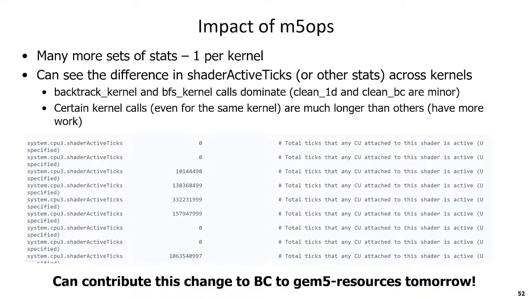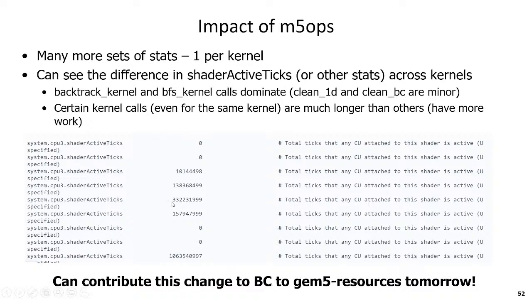So the beauty of M5 ops is like kernels, it allows you to see the difference, for example, in shader active ticks across all those kernels. So for example, what you might have seen is of the 4 different kernels that are in BC, backtrack kernel, BFS kernel, clean 1D, and clean BC, those cleaning kernels, which are basically just initializing arrays to 0, take up basically no time, right? Their shader active ticks are minuscule compared to these much larger backtrack and BFS kernels.